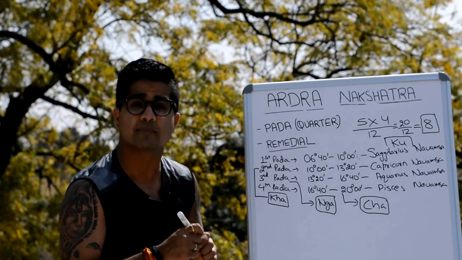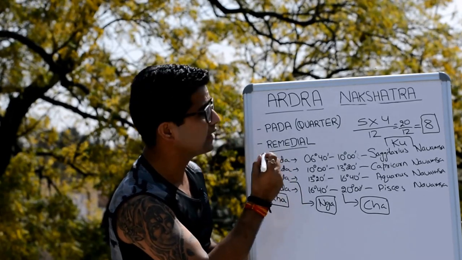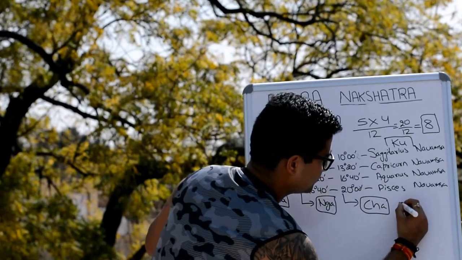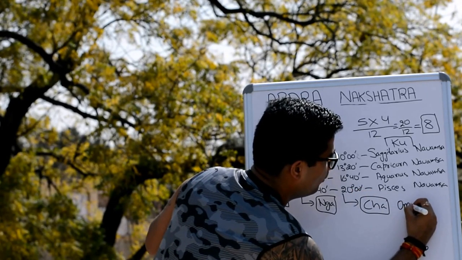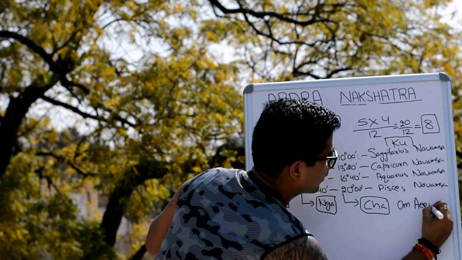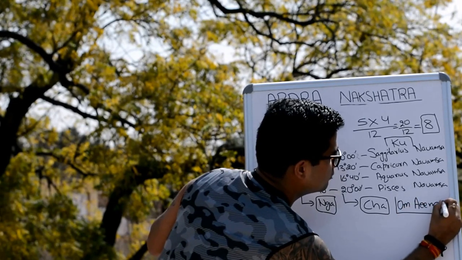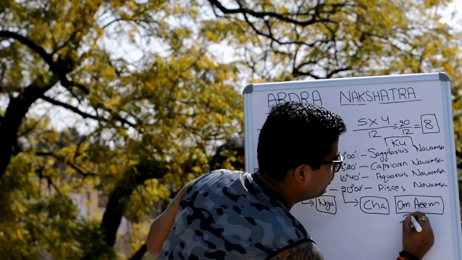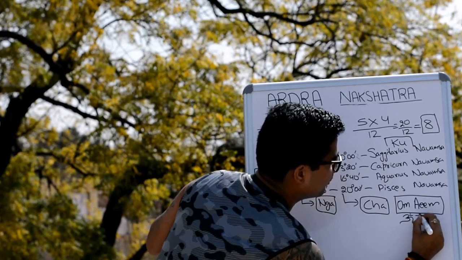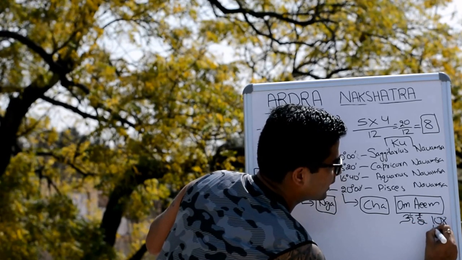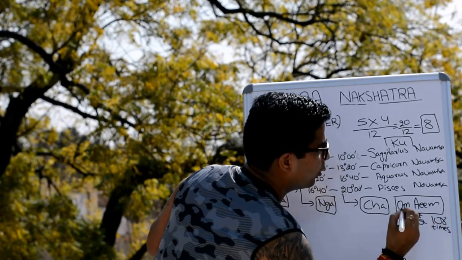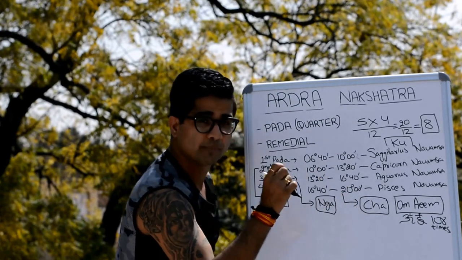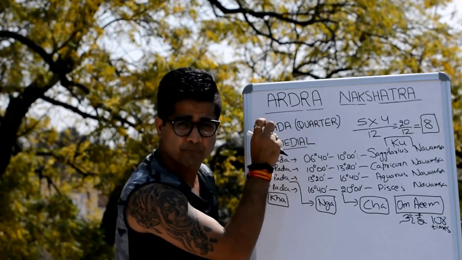Apart from that, the Bij Mantra allotted to this nakshatra is Om Im. Chanting Om Im 108 times will be very beneficial in order to remove the negativity being posed by this nakshatra in your life.